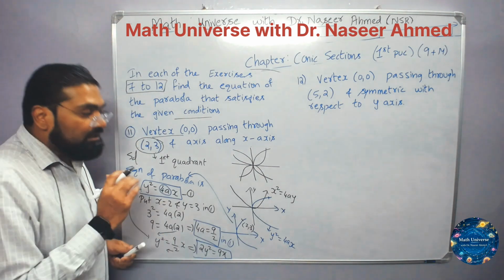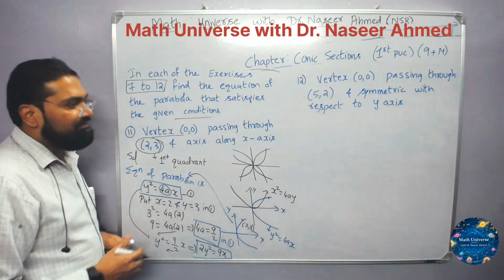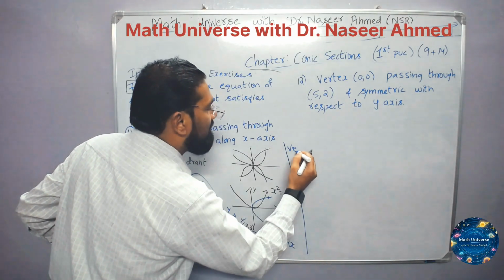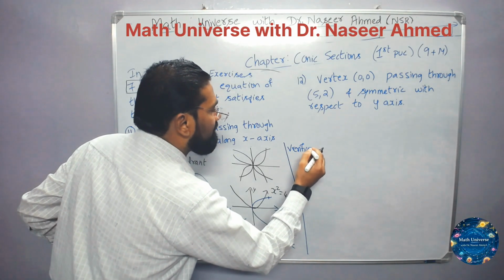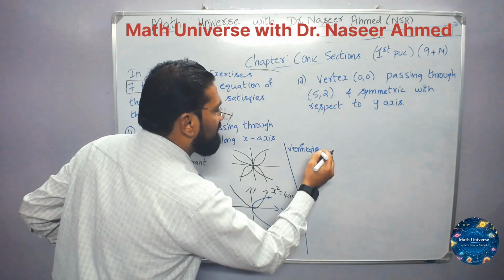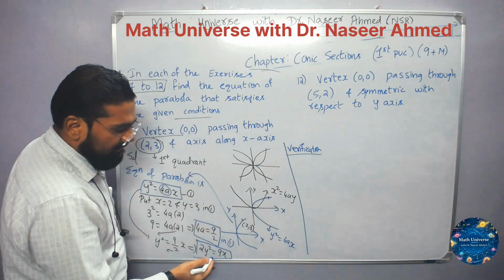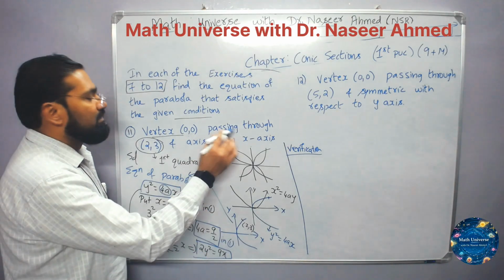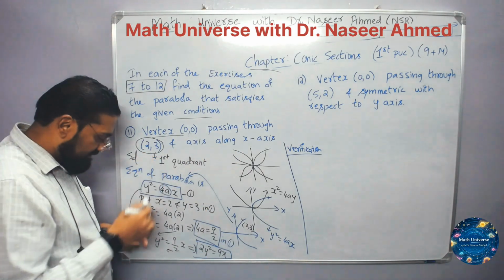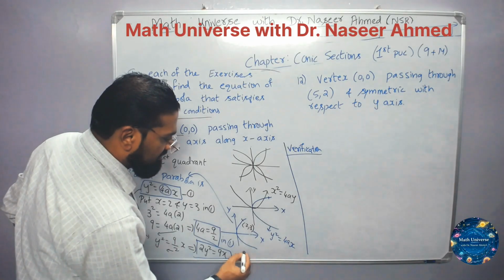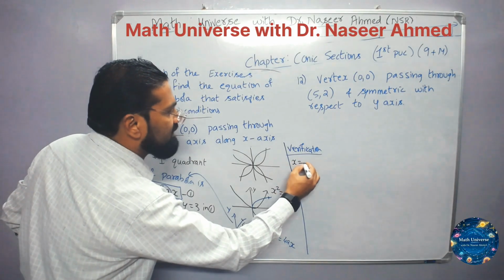Now the problem is completed. Let us suppose you want to verify. Very simple. Verification will be done here, whether the problem we have solved is correct or not. That we can analyze from the question. Vertex 0, 0. Yes, for this parabola, vertex 0, 0. Passing through the point: for this, put the x value and y value in this. So if I take this as equation number 2, it should satisfy, no?